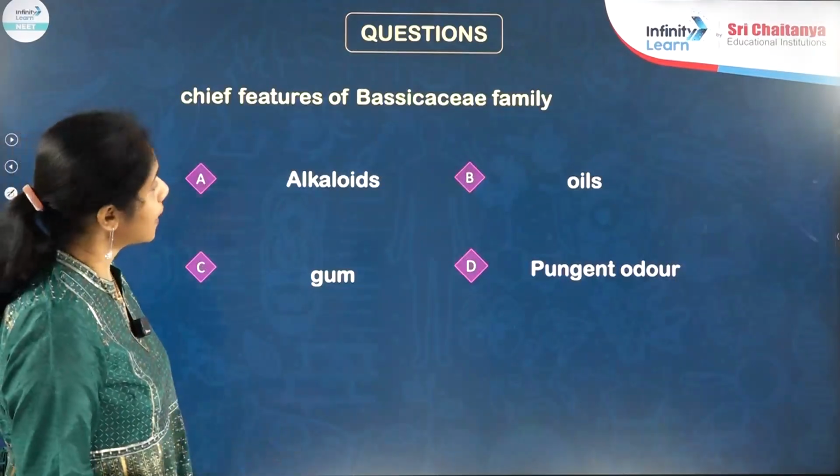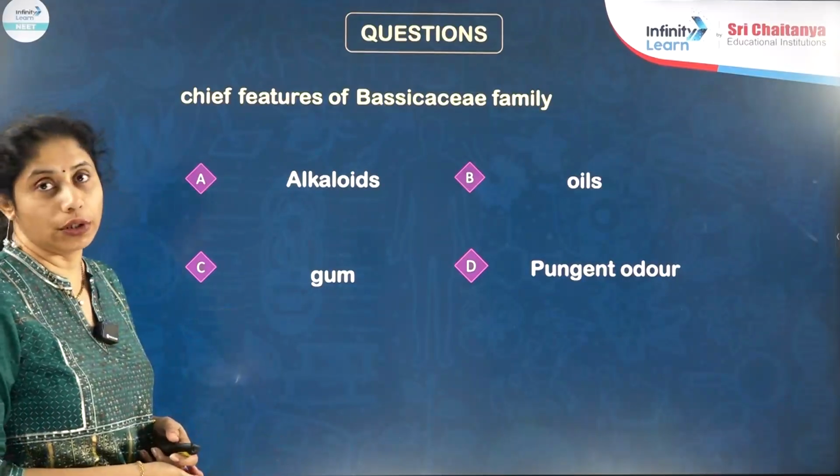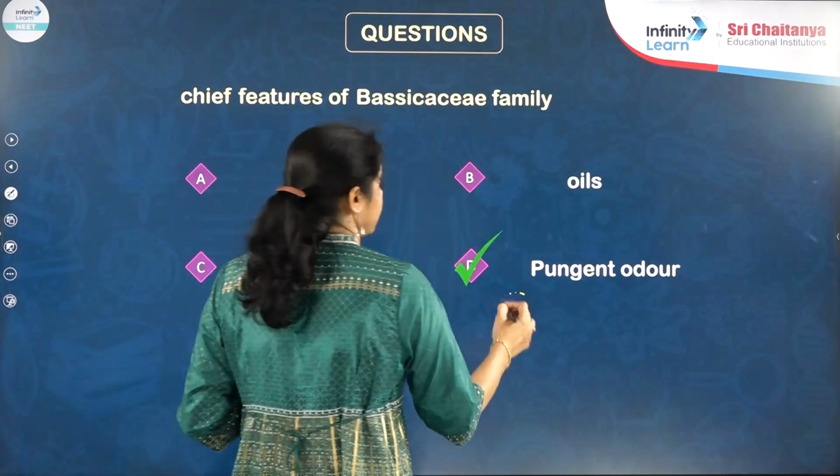Chief features of the Brassicaceae family are the presence of alkaloids, oils, gum, and pungent odor. As I have already told you, it is characterized by the pungent odor with the sulfur compounds.